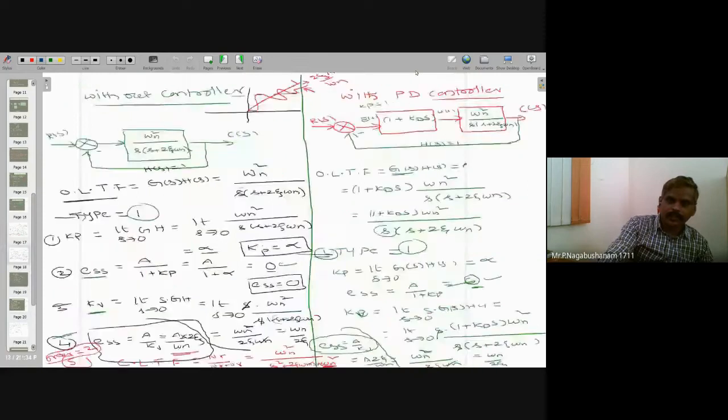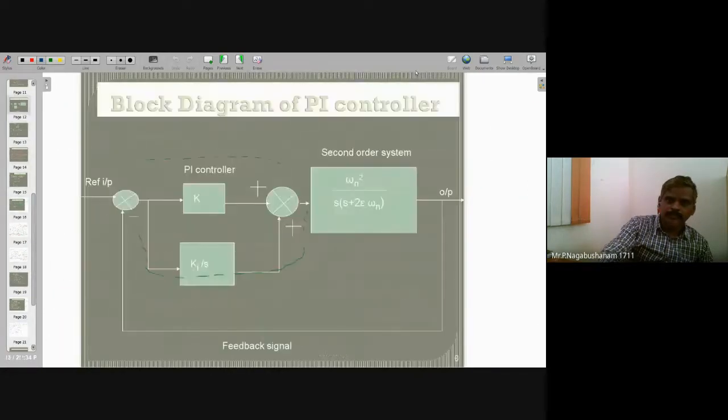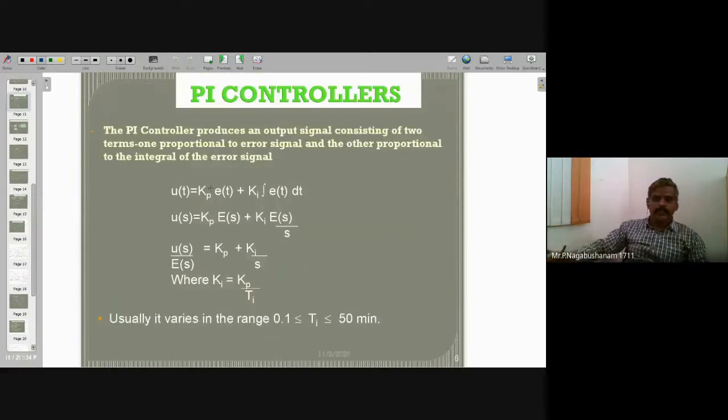I'm giving the theory part about the PI controller. Yes, this is the PI controller. This is actually a KP. The definition: a PI controller will produce an output signal consisting of two parts. One is proportional to the error signal and the other is proportional to the integral of the error signal.